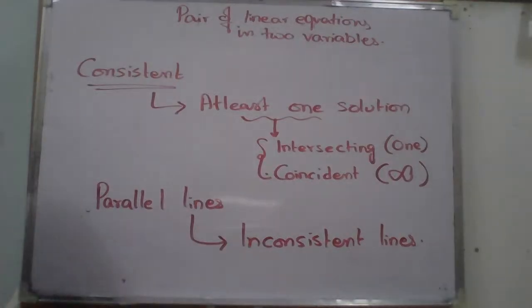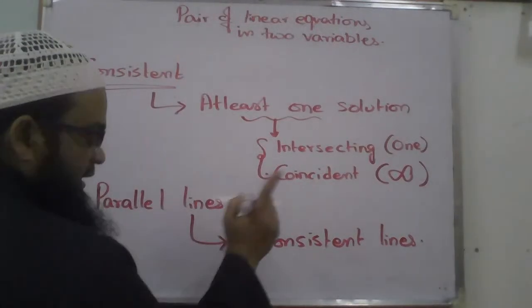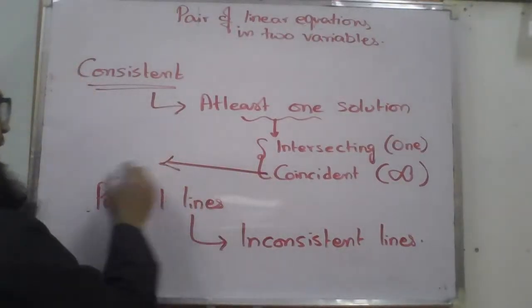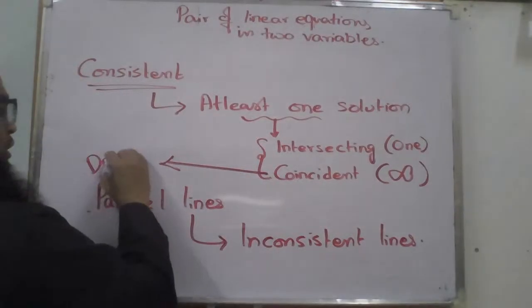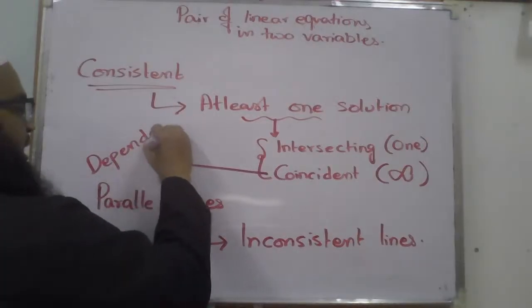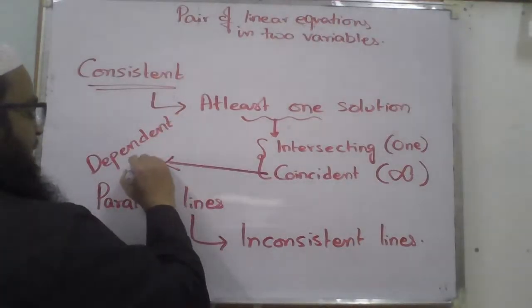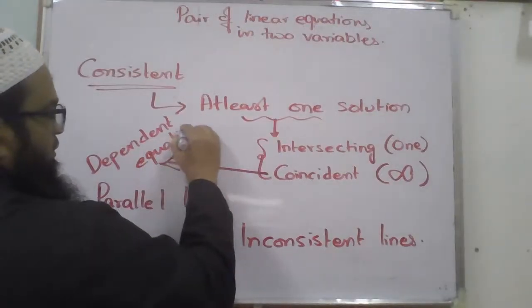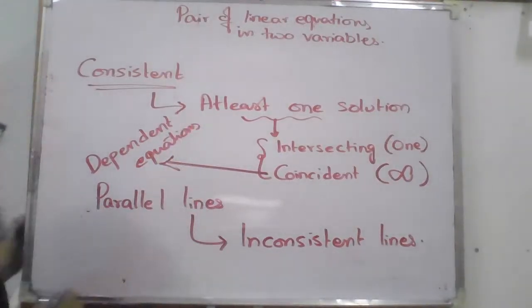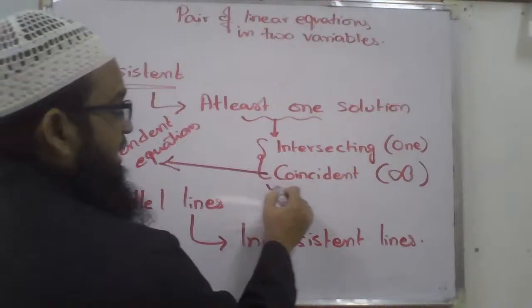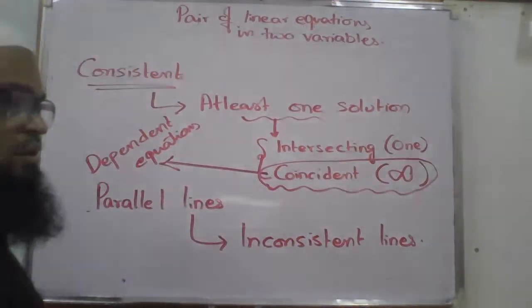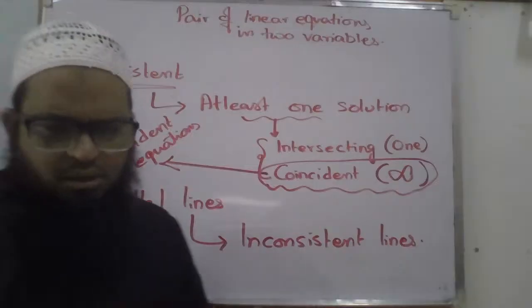You have one more concept: the lines which have infinite solutions can also be called dependent equations. Dependent means these two are dependent on each other when you have infinite solutions.